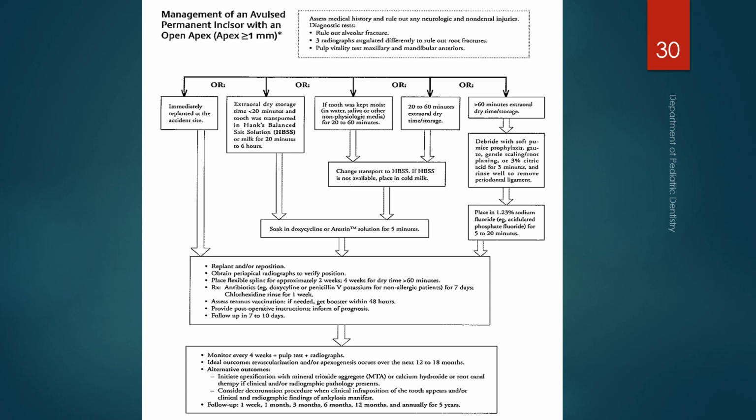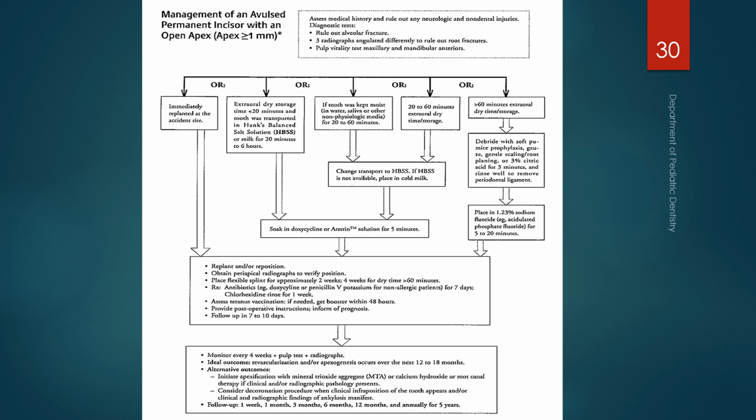So if you see on the far right, you have an extraoral time of more than 60 minutes. What you need to do is debride the tooth root structure with pumice prophylaxis, and gently do scaling and root planing to remove any residual periodontal ligament. Then you have to condition the tooth with 3% citric acid for 3 minutes, and then rinse well to remove all remaining periodontal ligaments.